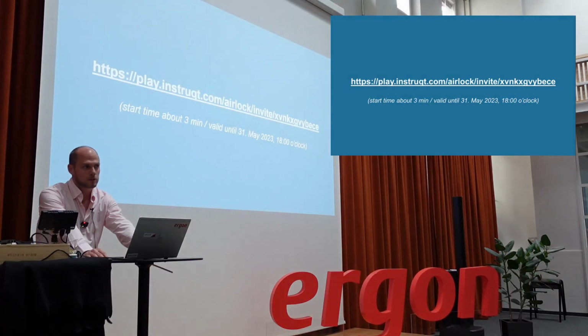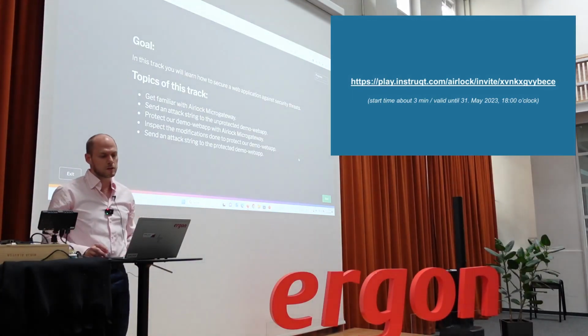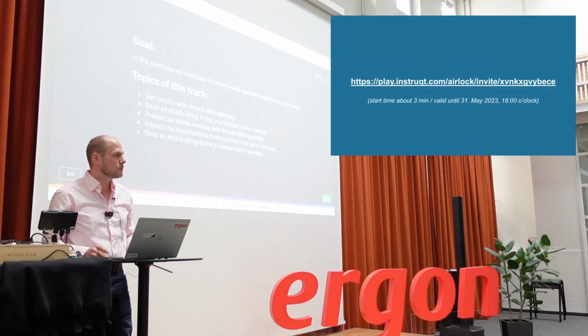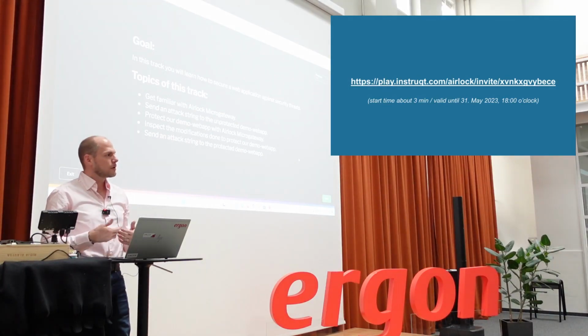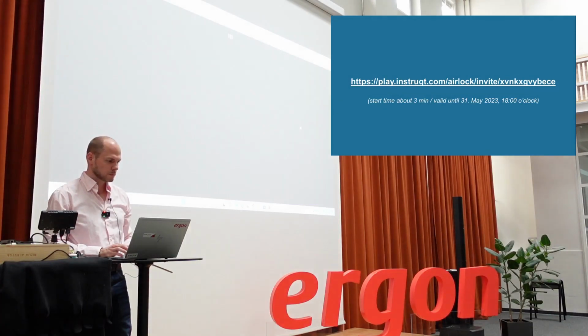Otherwise, just make a picture. And yes, what you can do here, it does start an environment for you, where we want to get familiar with what is being deployed. So the Airlock Microgateway, we will send an attack string to a demo web application. Then we will protect this web application, inspect what is changed, and then try again to send the same attack string.